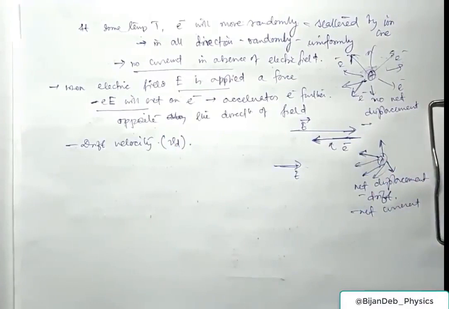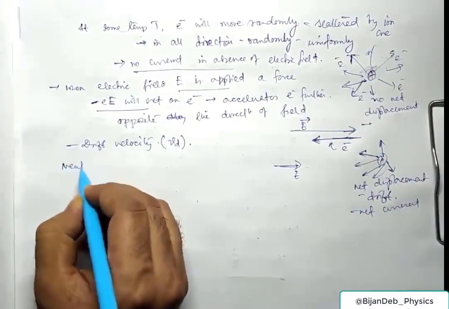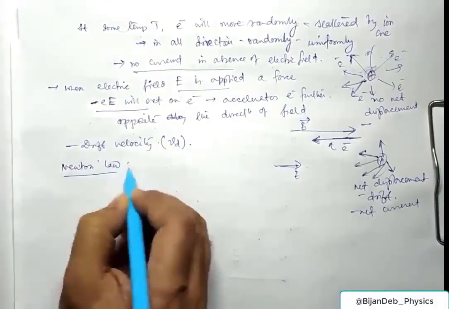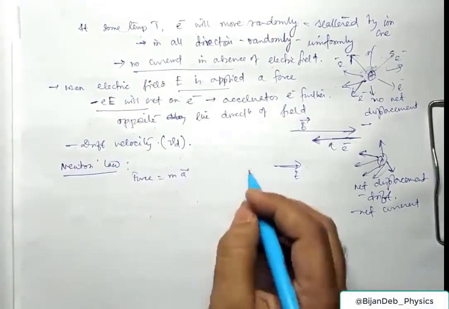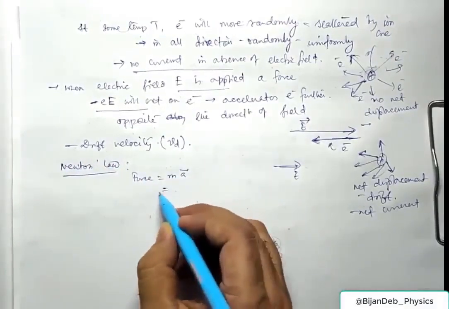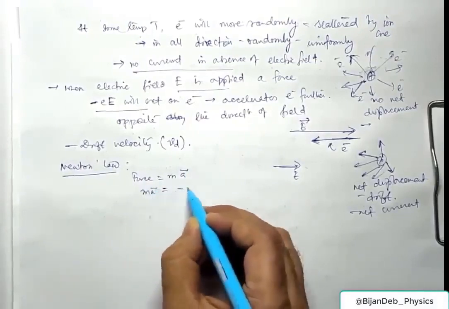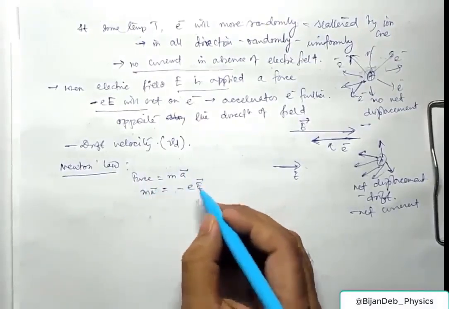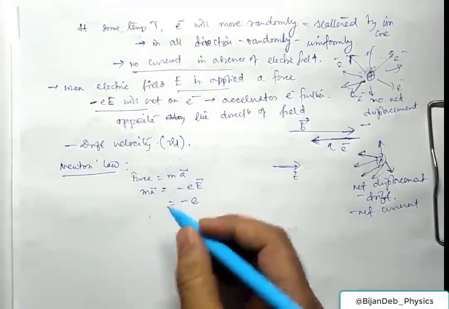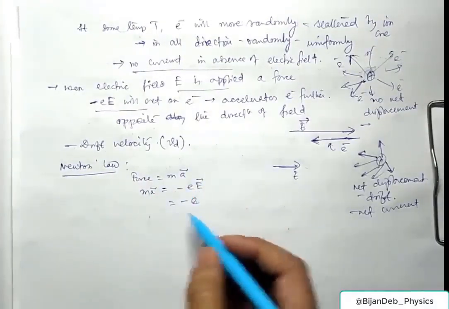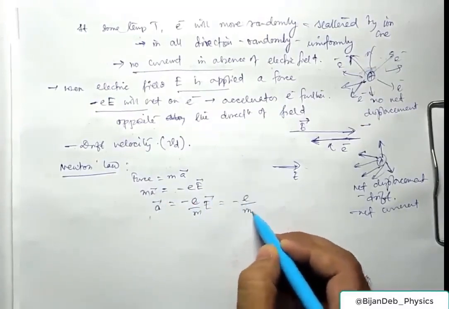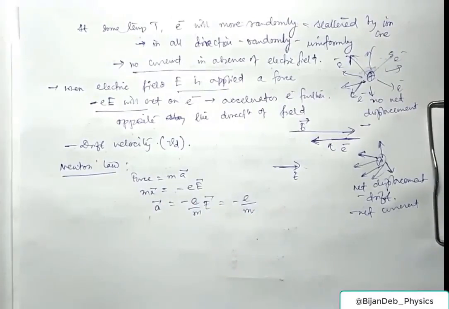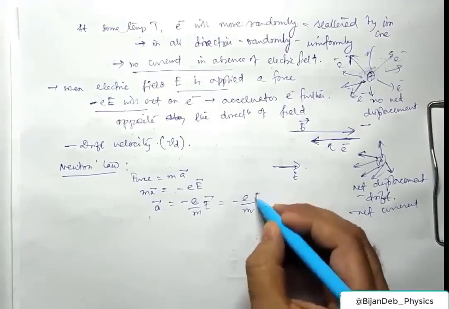Okay, so how can we find it? We can use Newton's law to find the drift velocity. So force is equal to mass into acceleration. We know the force is minus eE. So the acceleration a is minus eE by m, where E is the electric field. So this we already know.